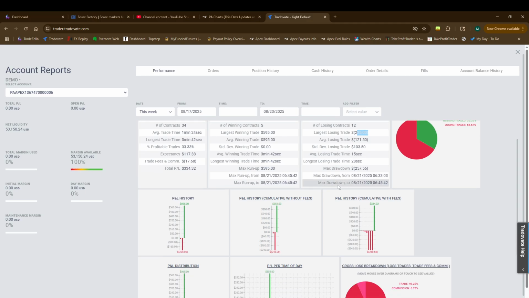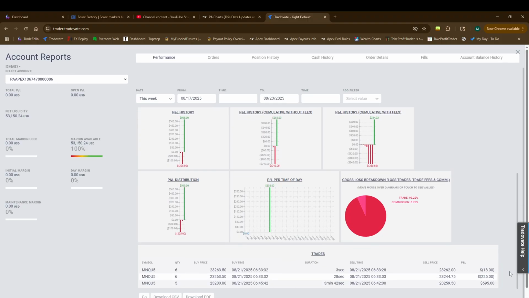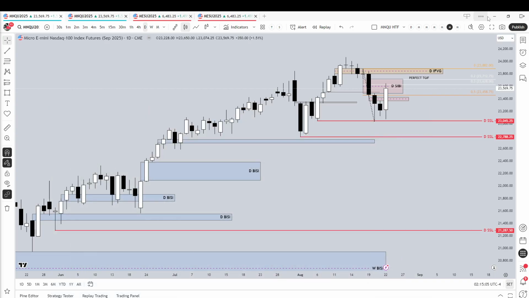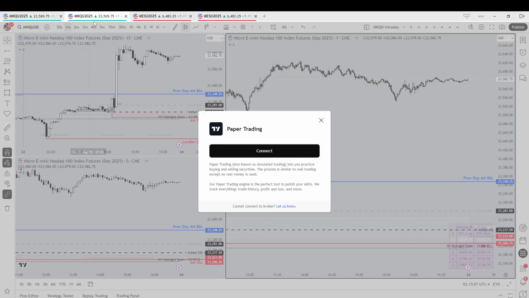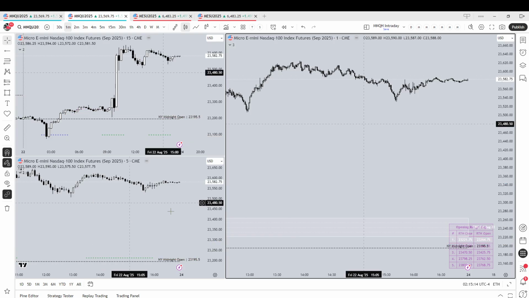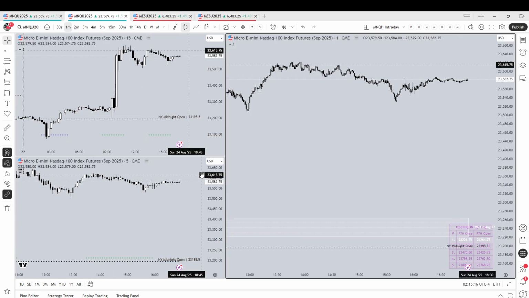Still not a terrible day, especially after losing. So as you can see here, it's $18 as a loss, $225 again as a loss, and then we have the win, which was $595. Okay, now what I want to do is go to TradingView here, and look at Thursday's price delivery, just go over it and review it.